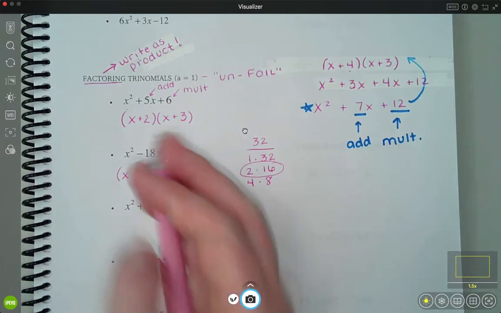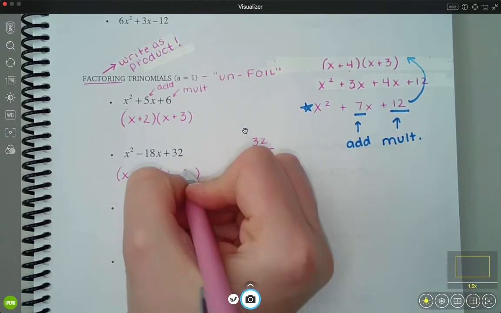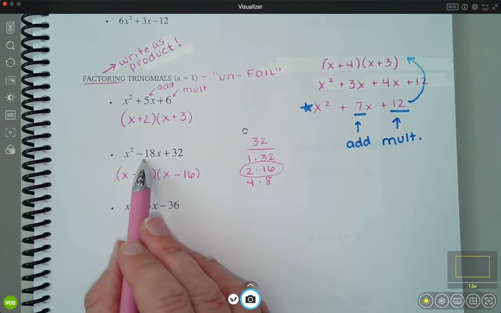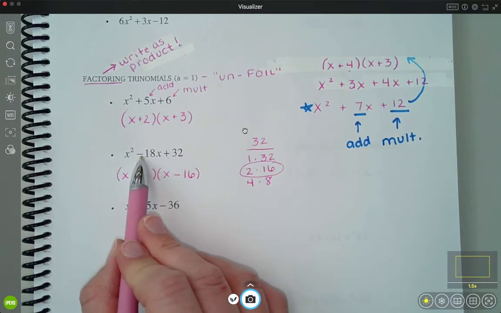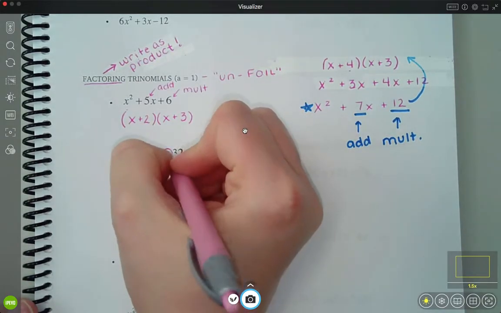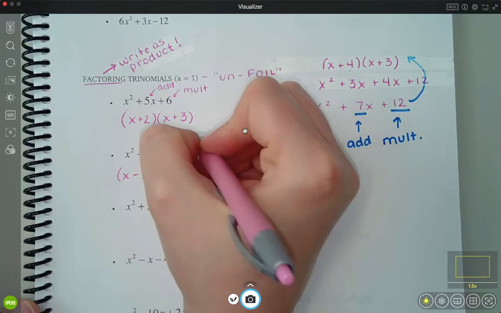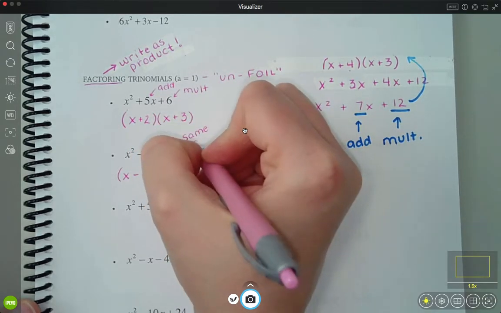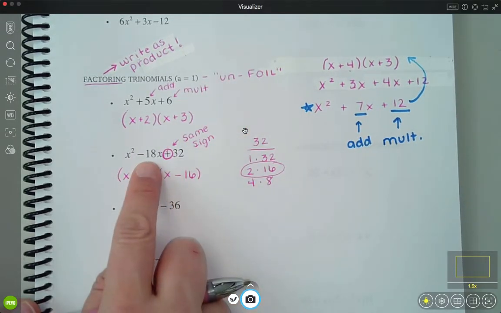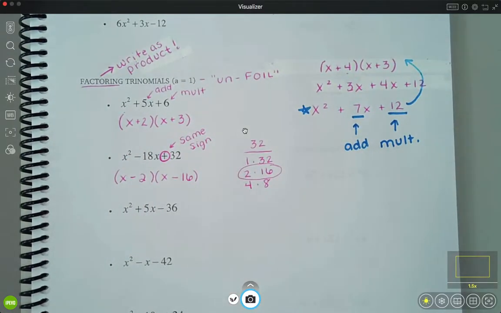The way I'm going to do that is with two negatives. So I'm going to make this x minus 2 and x minus 16, because when I multiply two negatives, I get my positive back. But when I add those two negatives, I get a negative here. So anytime this number here is positive, you know that your two factors are going to have the same sign. They're either going to be two pluses, like they were up here, or two minuses, like they were here. The fact that this is positive means you're going to have matches, okay?